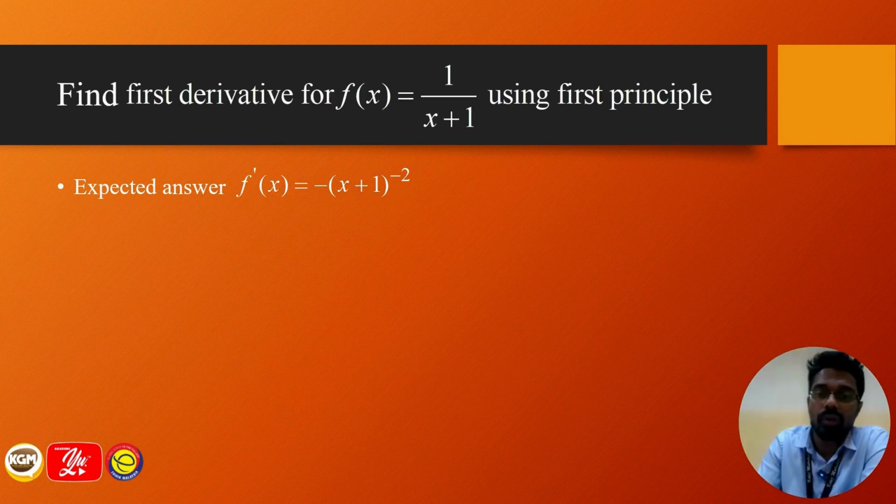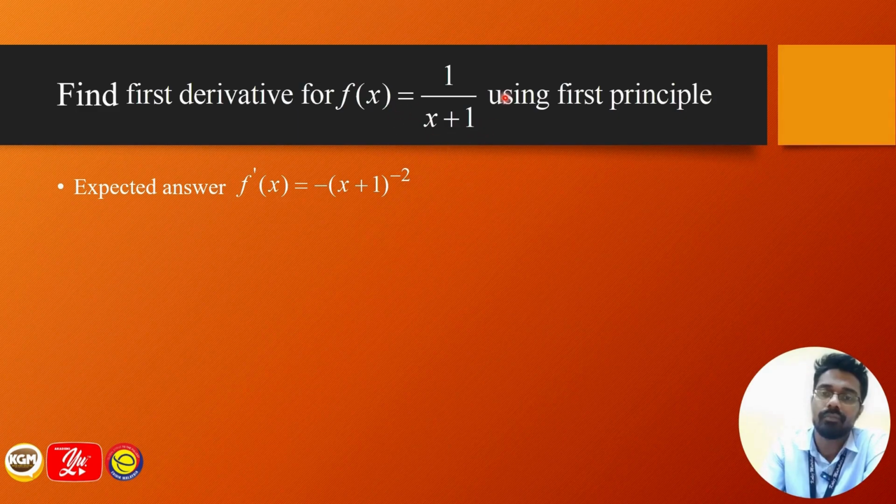As I already mentioned, if they ask you to do it using first principle, worry not, you go and find the expected answer. Of course for this one, if you want to differentiate, you bring the x plus 1 up, so it becomes x plus 1 to the power negative. We use something called the power rule. Using the power rule, this is the expected answer you should get.